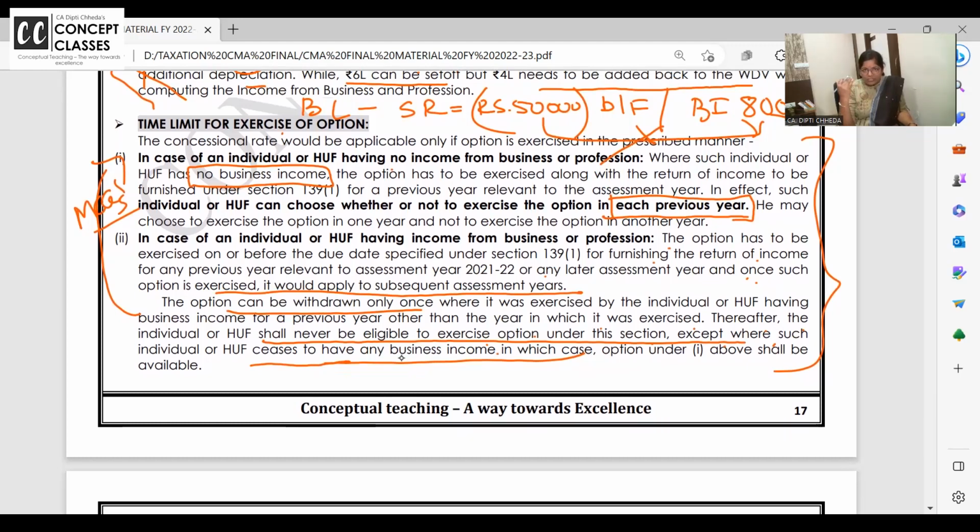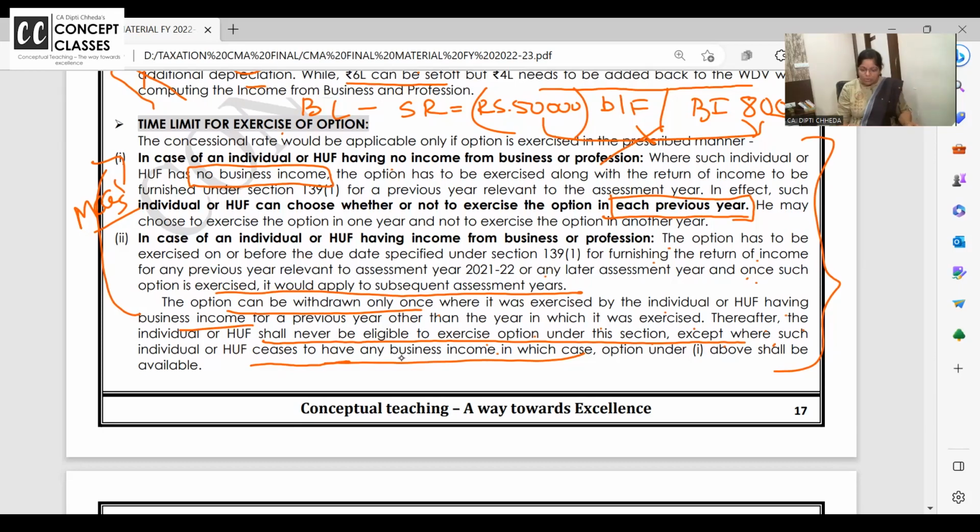But I got your question, it is very in-depth, appreciated. You are saying because he ceased to have business income, he went to the old regime. Again, now he has business income. Can he again make a choice? No. Once decided, you have opted out, you can't opt in again. Then it will have no meaning. They said that the option can be withdrawn only once where they have exercised it. And if they are having business income again, you opt in again, then what is the meaning of once?